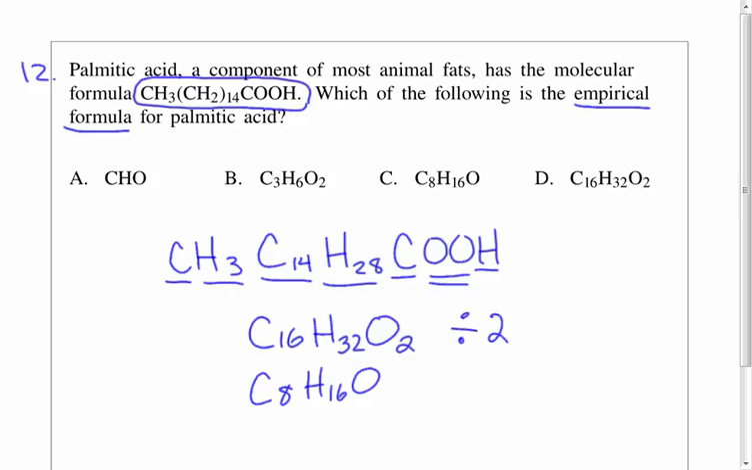So we just find the one that matches, and that would be choice C. You have to be careful because choice D is what we came up with for the molecular formula, but it wanted to know the empirical formula, the reduced formula.